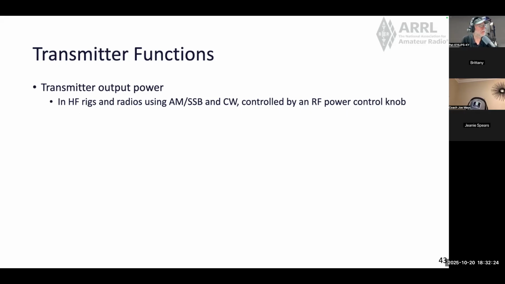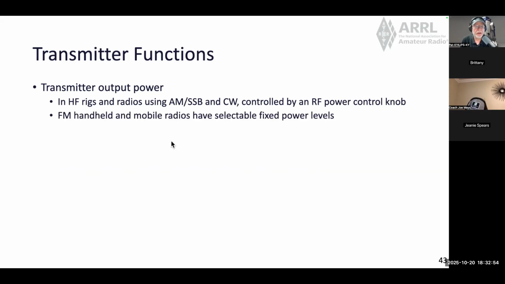In HF rigs and radios using AM, single sideband, and CW, it's controlled by a power knob. So it's a radio frequency power knob. You can go from 0% power up to 100%, and that happens mainly on your HF rigs.